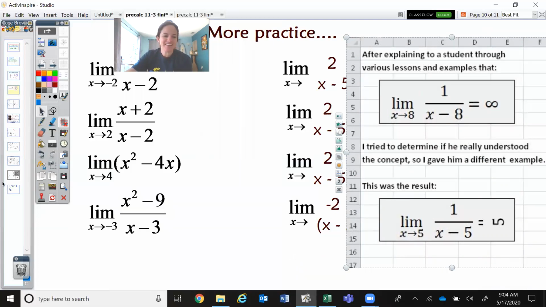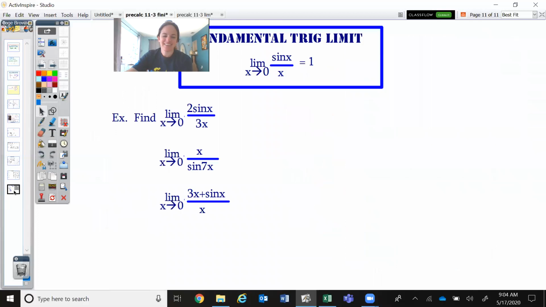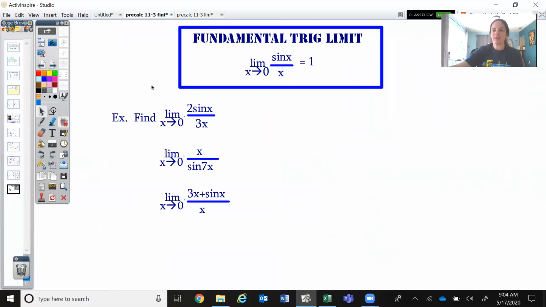Okay, last page. Fundamental trig limit. I am not going to prove this for you. I am going to just tell you this, and then you are going to believe me on this. So the fundamental trig limit, there are a couple of them, but the one that we're looking at says that the limit as x approaches 0 of sine x over x equals 1.